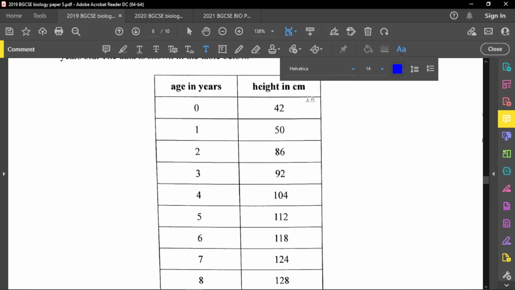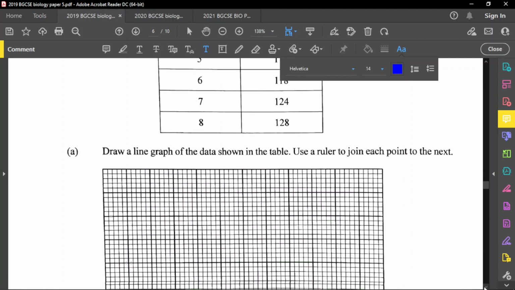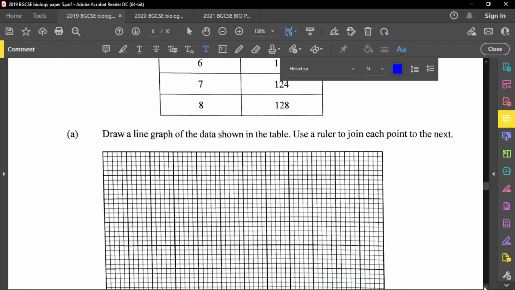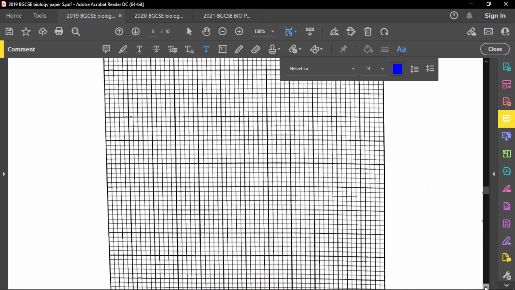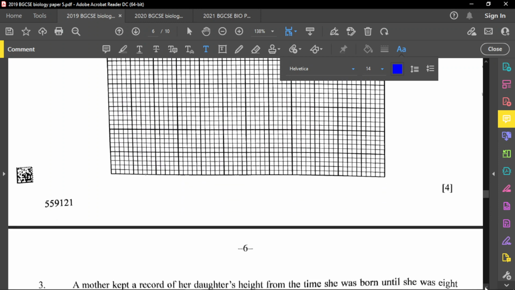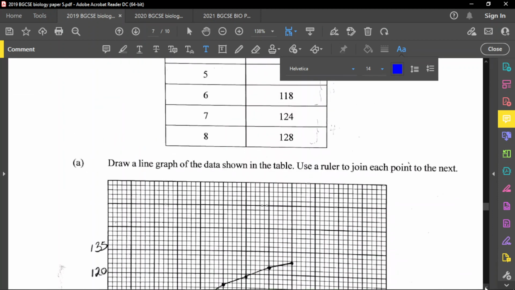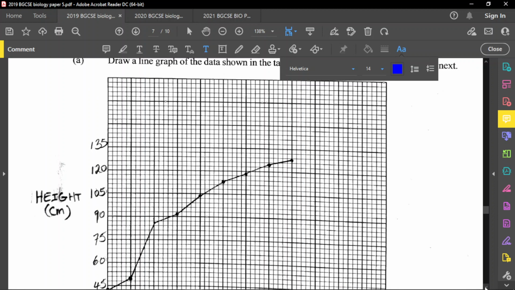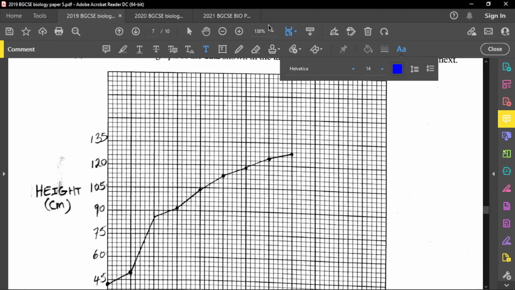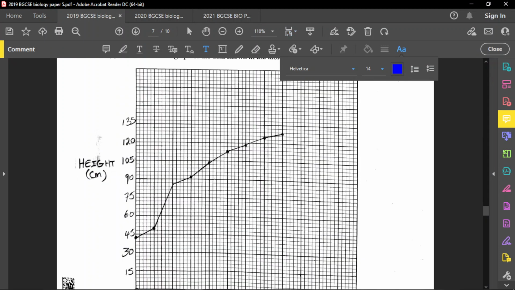And then now it asks us to do something. Let's see what they're going to ask us to do here. It says draw a line graph of the data shown in the table. Use a ruler to join each point to the next. So what I did now, you're going to see a copy of the graph here. Let me zoom in a little bit more.